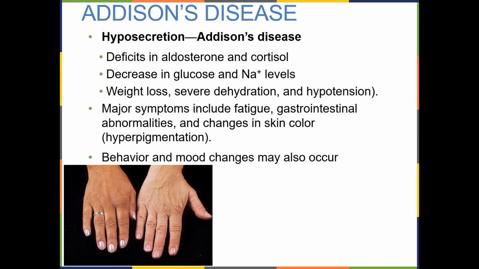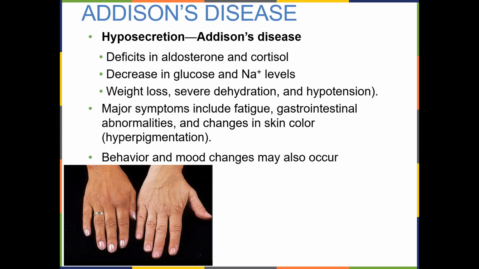So Addison's disease, low aldosterone, leads to low sodium. It causes weight loss, dehydration, low blood pressure. Your patient is tired. They have problems with their digestive system. And the number one overt symptom is hyperpigmentation, not to mention any kind of behavioral changes too that may occur.